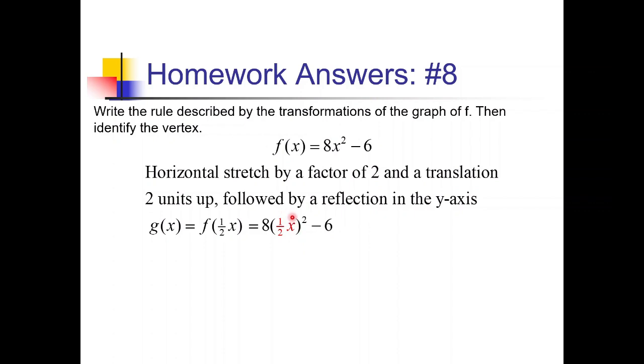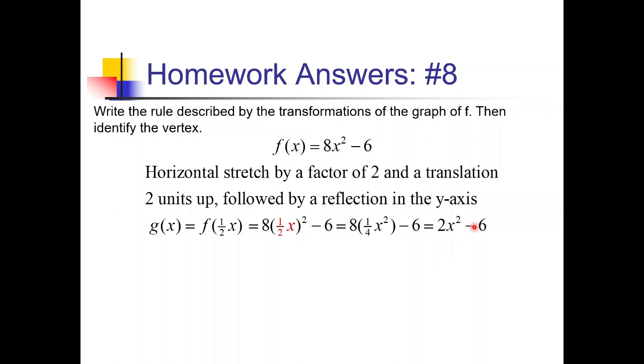And let me do the exponent first now when I simplify this. So (1/2 x) squared is really 1/4 x squared. 8 times 1/4 is 2, so this is 2x squared minus 6. So all this is doing is that horizontal stretch by a factor of 2.